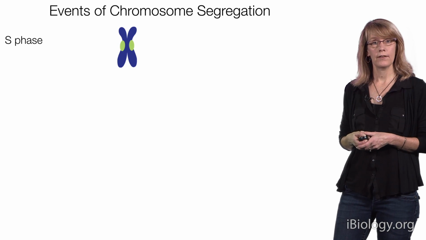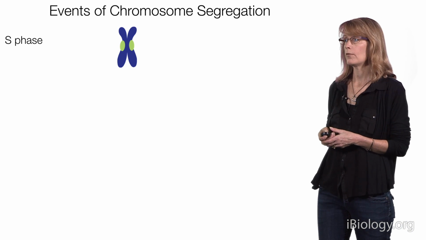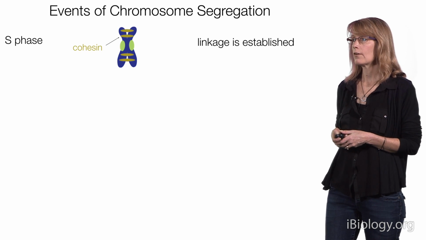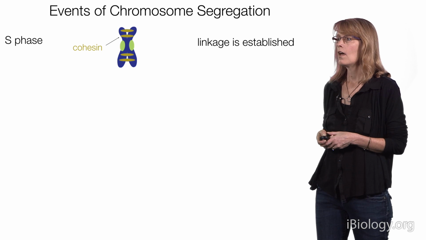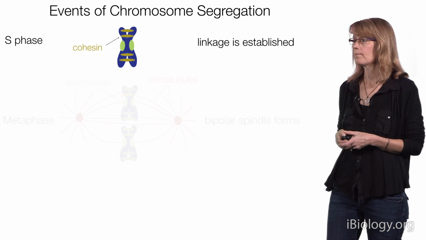So let's break down the events of chromosome segregation. As I said, during S phase, chromosomes replicate to make sister chromatids, shown here, and then a complex called cohesin physically links those sister chromatids together. That's important so that the cell can distinguish pairs of chromosomes.